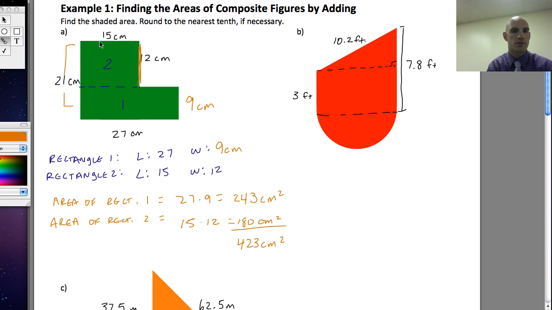Normally this would be called a 1, 2, 3, 4, 5, 6, a hexagon. It's a hexagon, but because it's divided into two rectangles, I can find the area of it. How about for this second one? Let's take a quick look here.